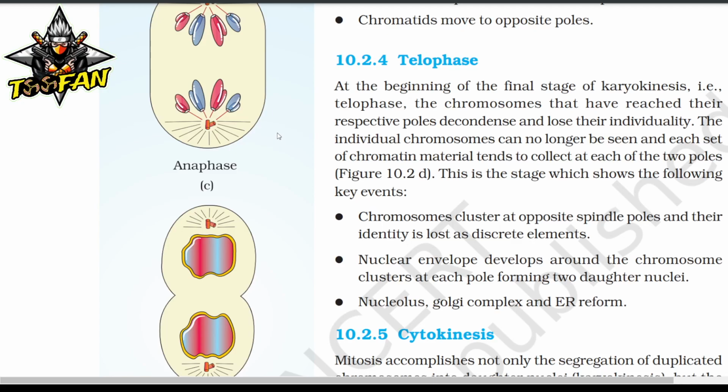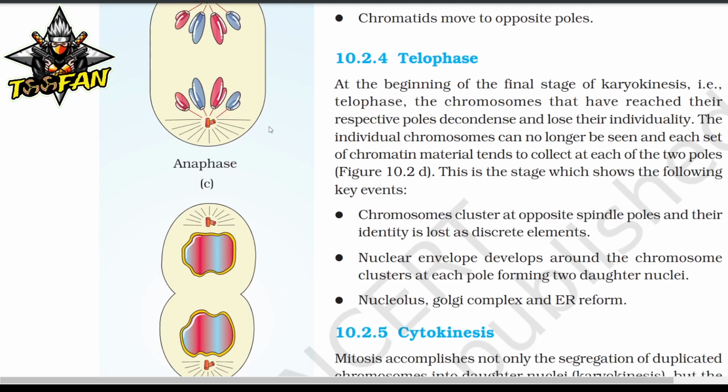This is the stage which shows the following key events. First, chromosomes cluster at opposite spindle poles and their identity is lost as discrete elements. Nuclear envelope develops around the chromosome cluster at each pole, forming two daughter nuclei. Nucleolus, Golgi complex, and ER reform.